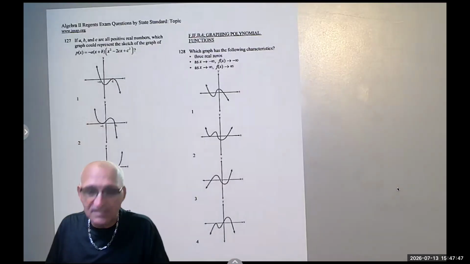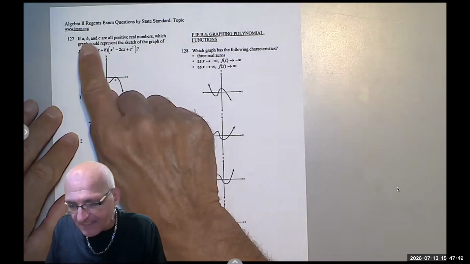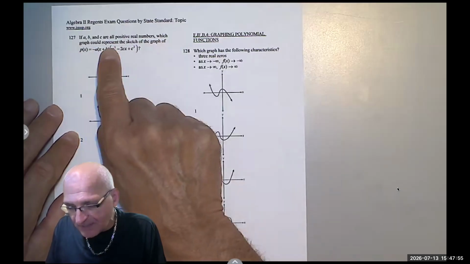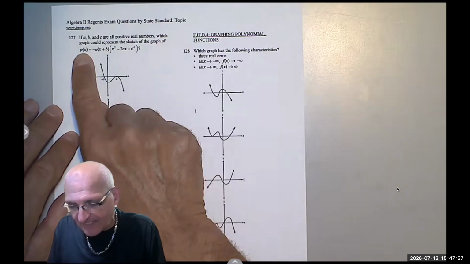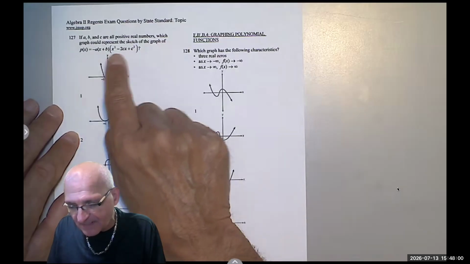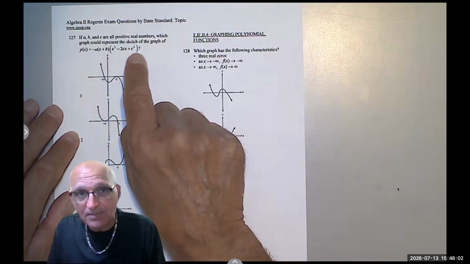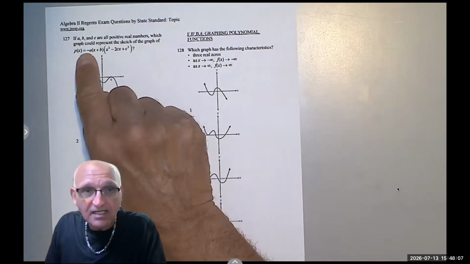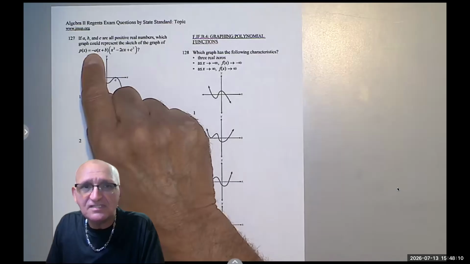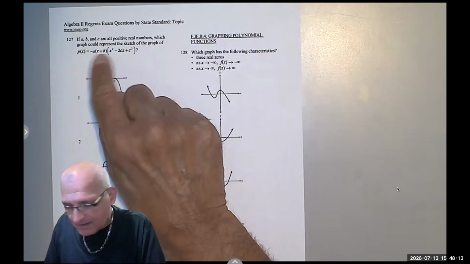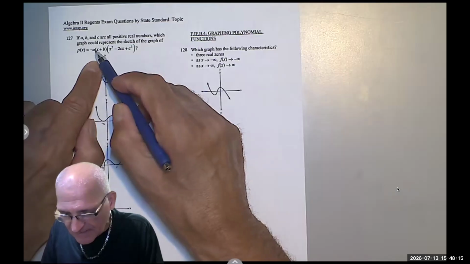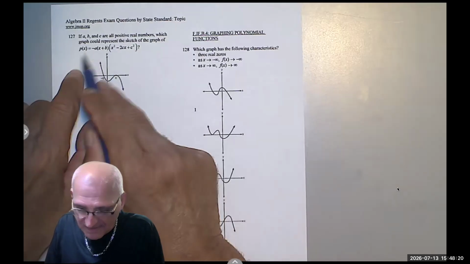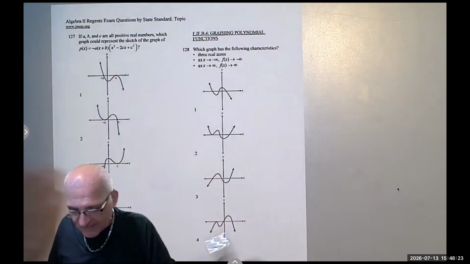In number 127, it says if A, B, and C are all positive real numbers, which graph could represent the sketch of the graph P of x is negative A times x plus B times x squared minus twice cx plus c squared? The first thing I notice is a negative sign outside, meaning my leading coefficient is negative because the x coefficient here is positive, the x squared coefficient is positive, so when I multiply them, I get positive. And there is a negative outside, so I can exclude 3 and 4.